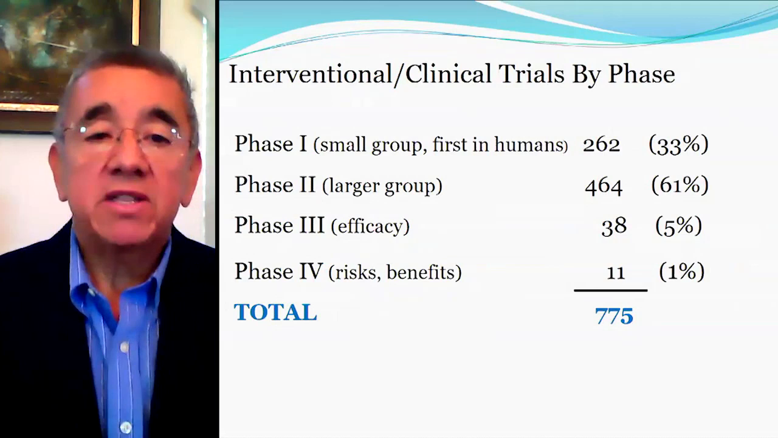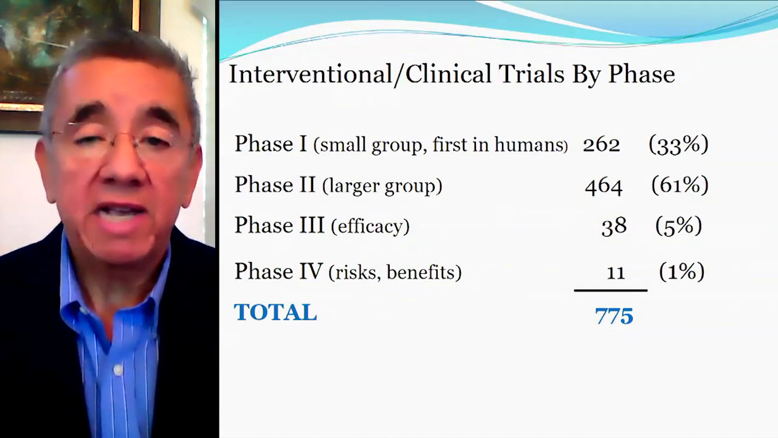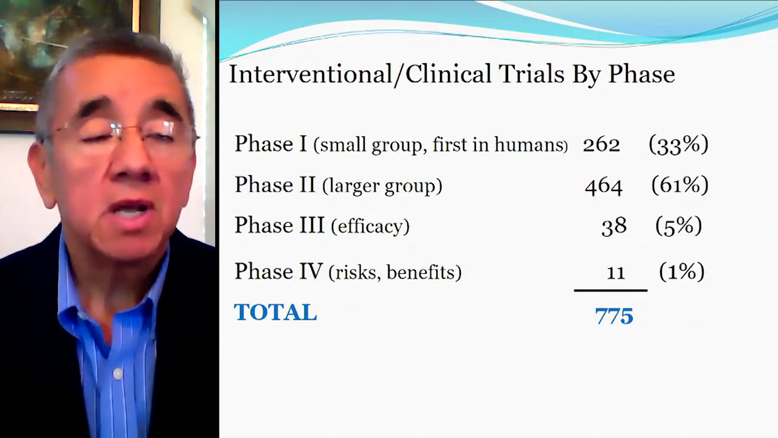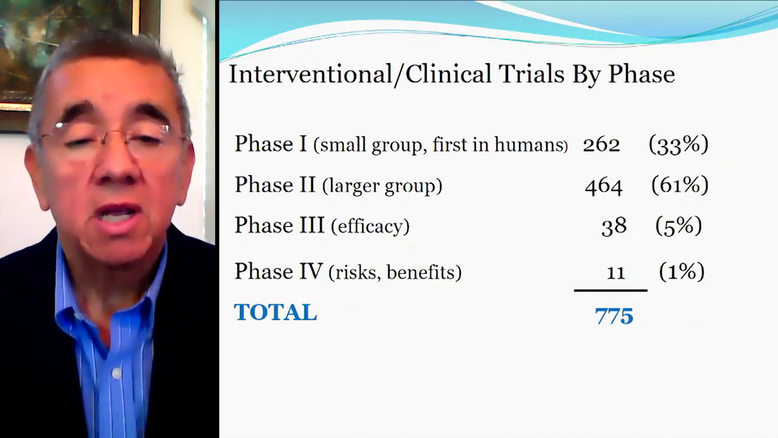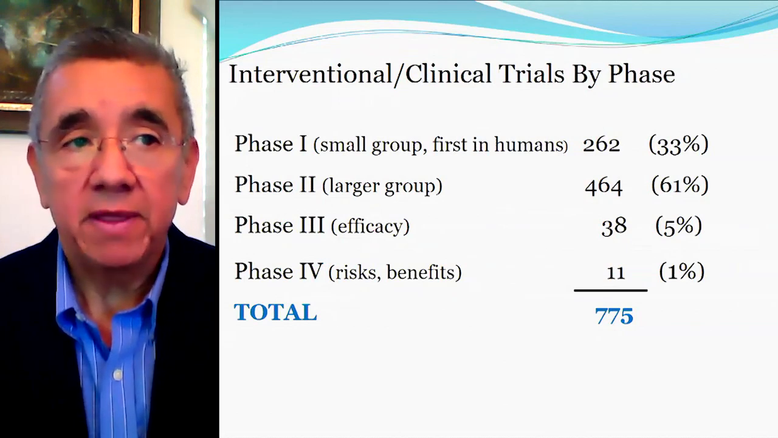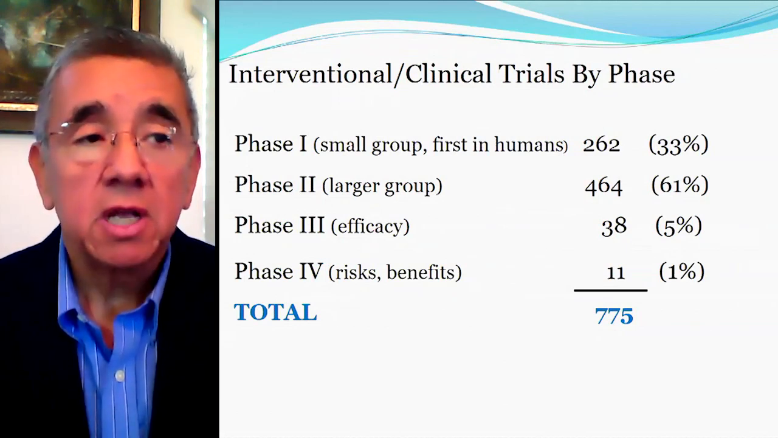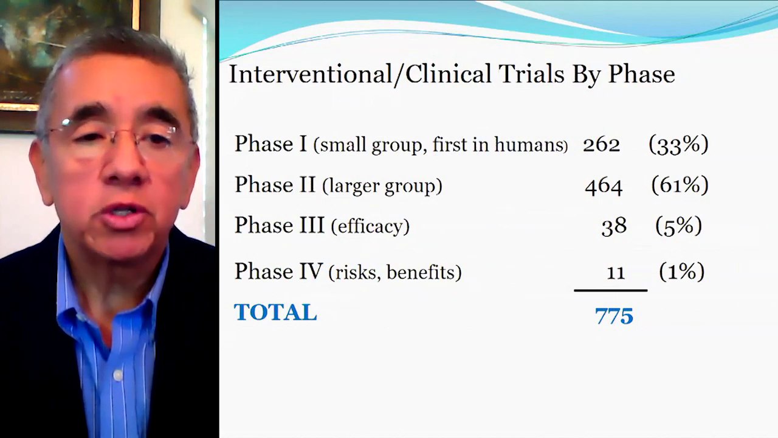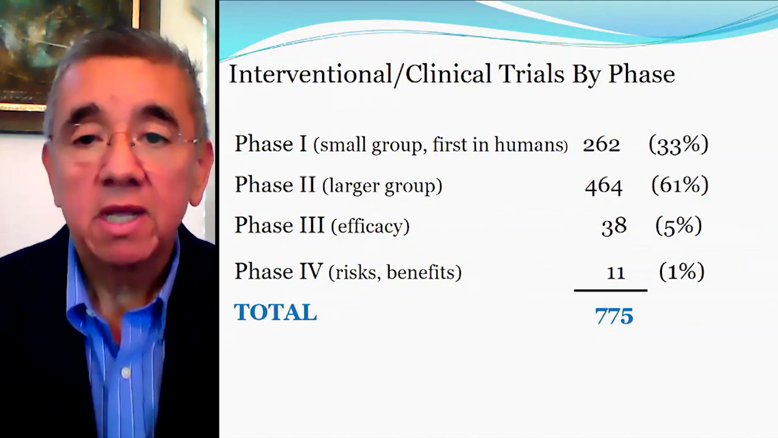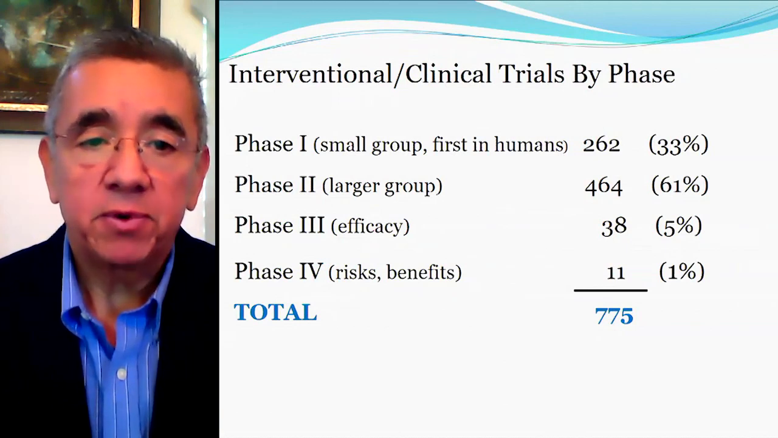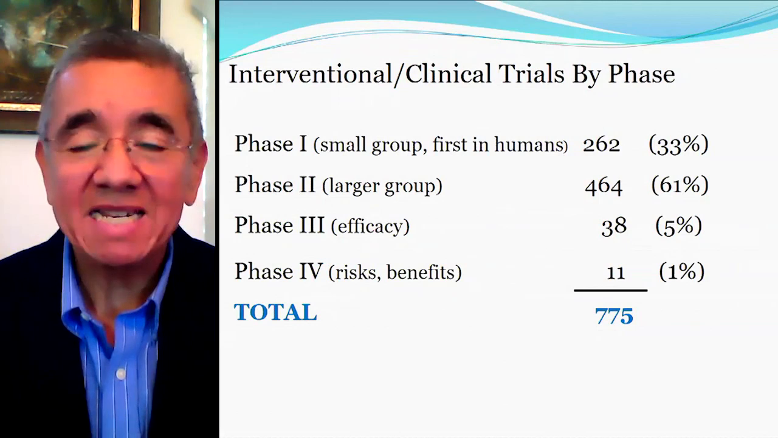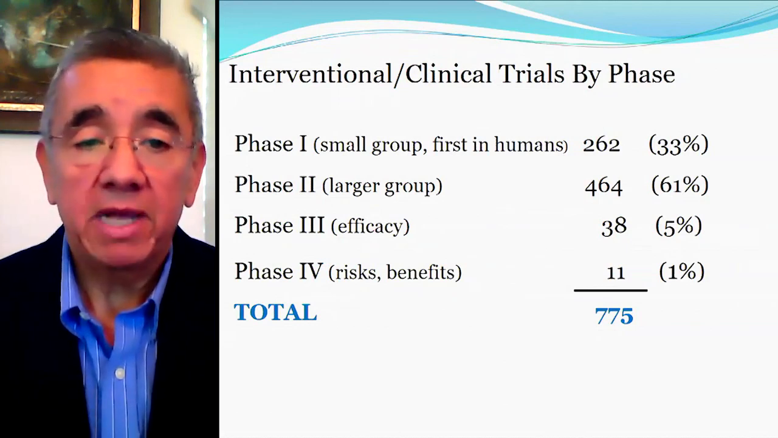We also have interventional clinical trials by phase. On phase 1, we have small groups with the first humans. As you know, these trials start with the animals first, but then we move on to start with humans. And then this is our phase 1, which constitutes like 33%. Phase 2 is a larger group that constitutes 61% of the population.